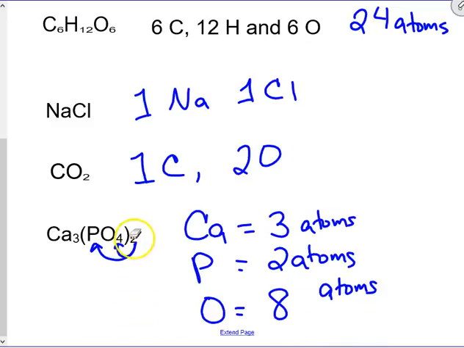I do this to show myself that I'm multiplying. I'm going to be distributing.